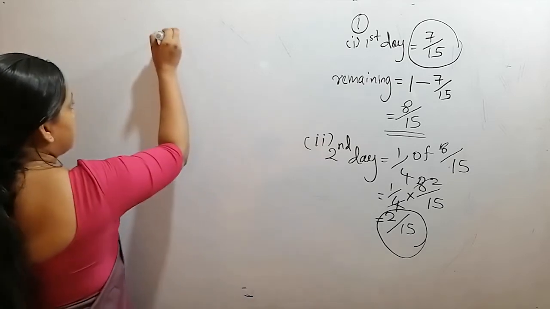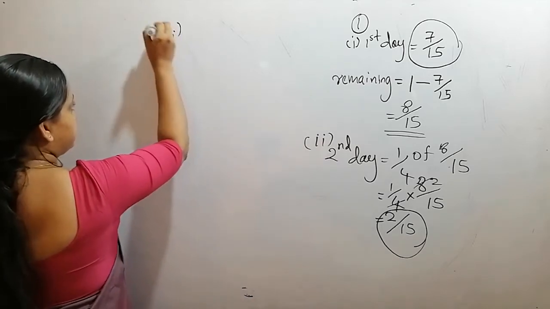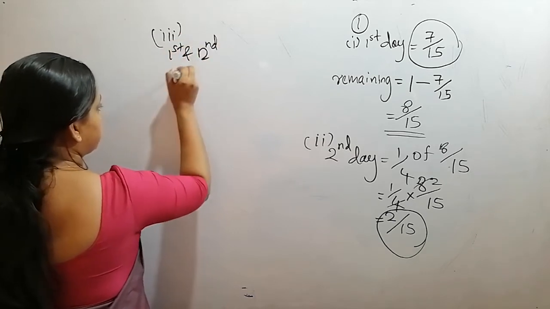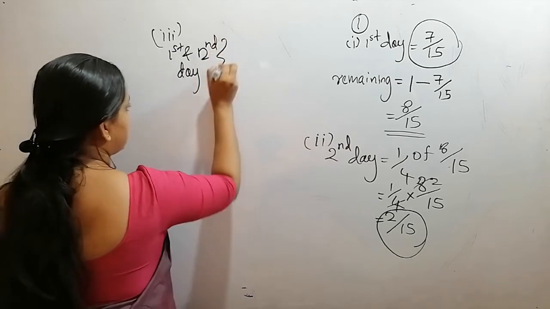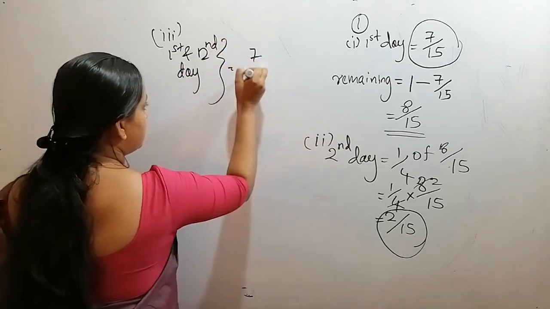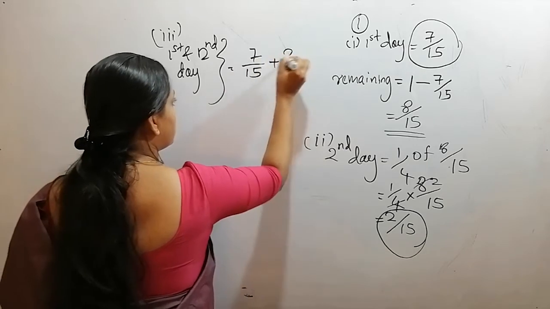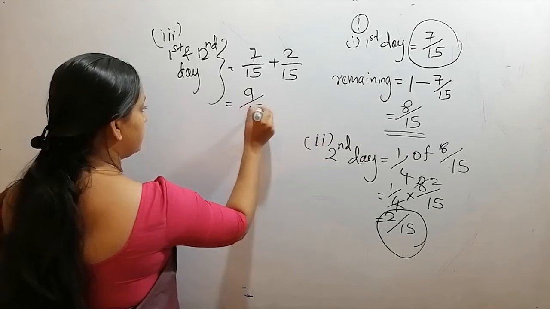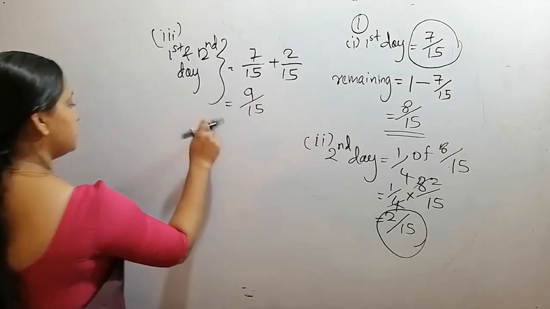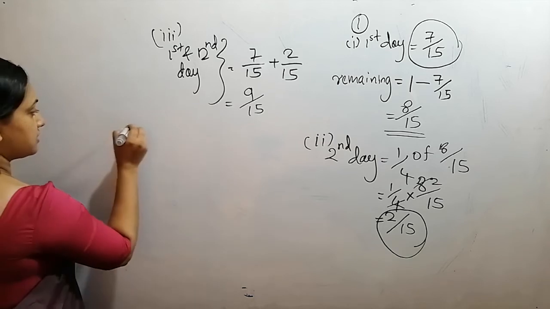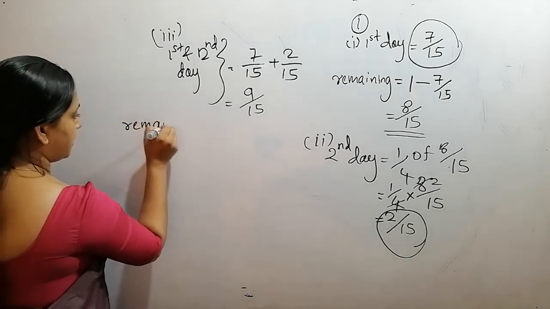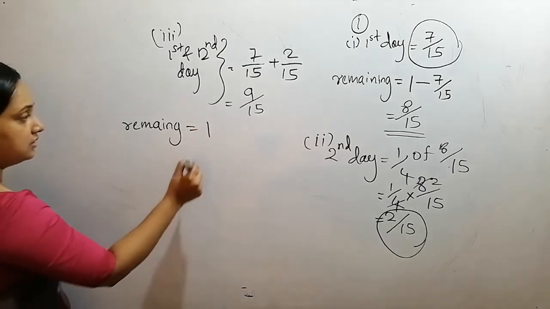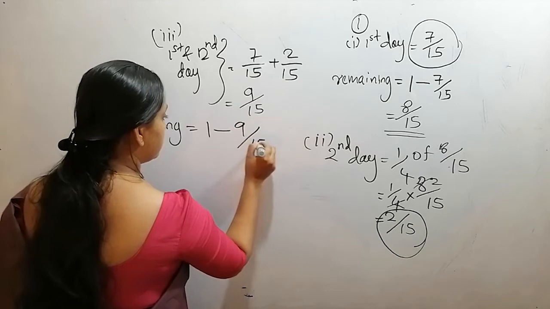That means within first and second days, 7/15 plus 2/15 has been dug. It is 9/15 of the train has been dug. Then what is the remaining part after first 2 days? This is the remaining part. It is equal, if the total length of the train is 1, 1 minus 9/15.